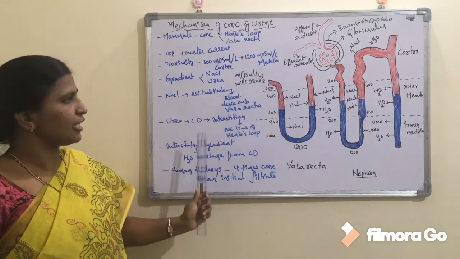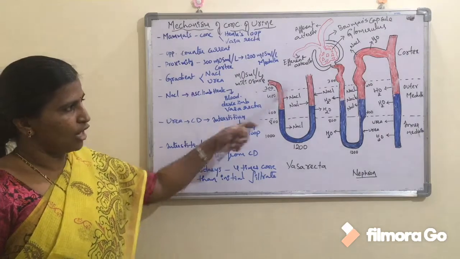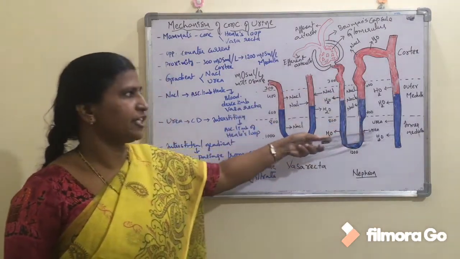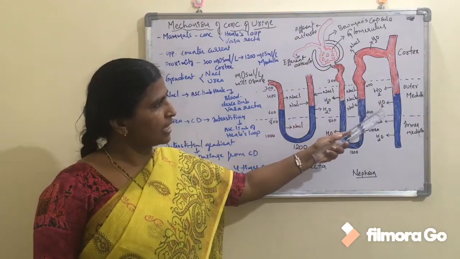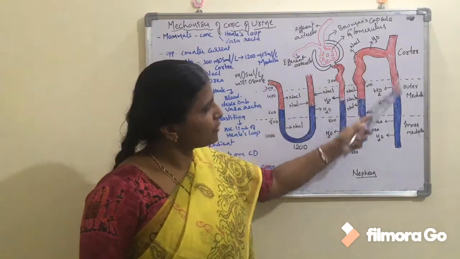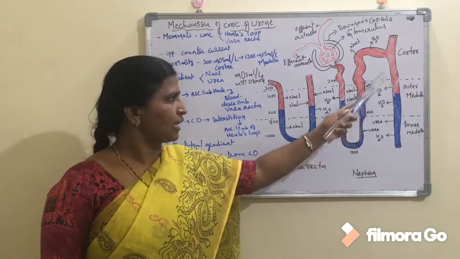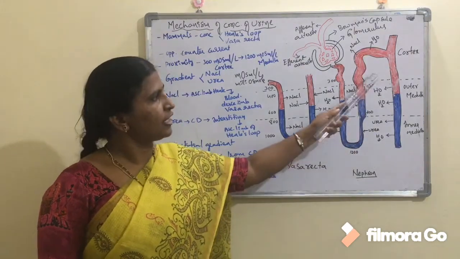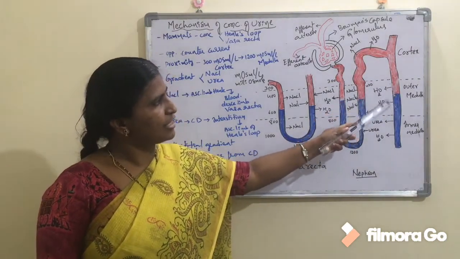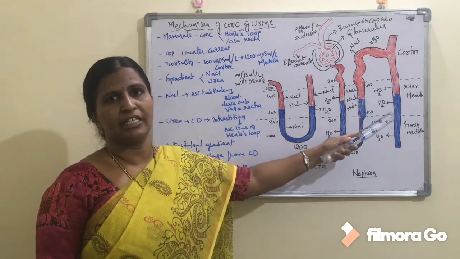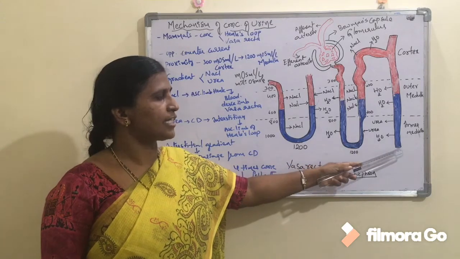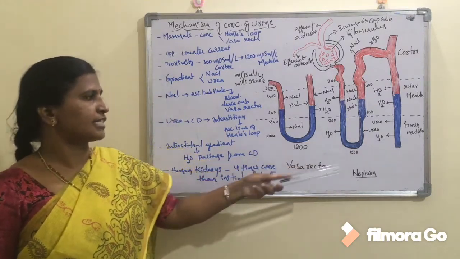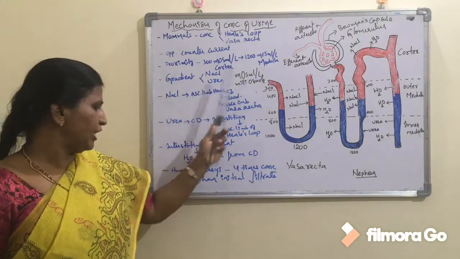This interstitial gradient which is occurring in the medulla region is going to allow the movement of water molecules into the interstitium from the collecting duct. So that the concentration of the urine which is coming into the collecting duct is also going to be increased. That means at the final stage the urine which is going to be excreted is a hypertonic urine.